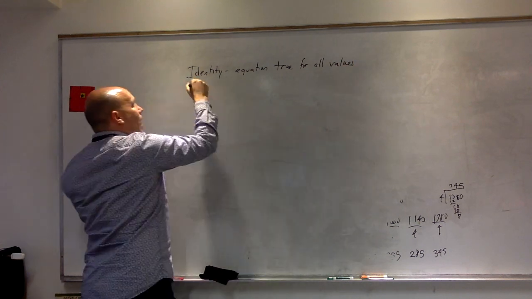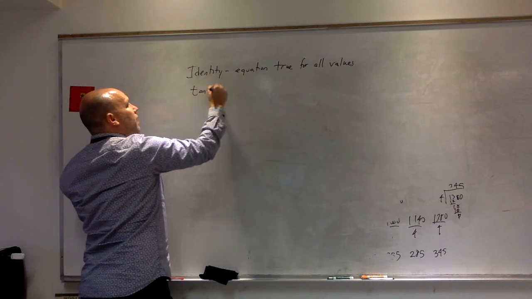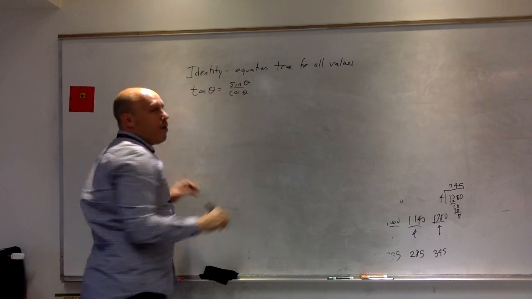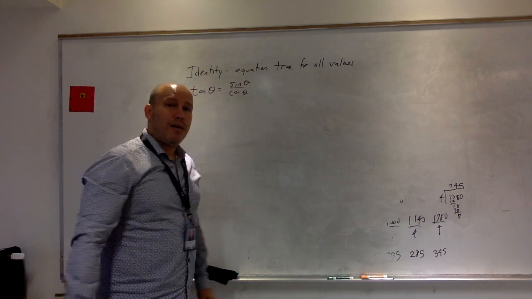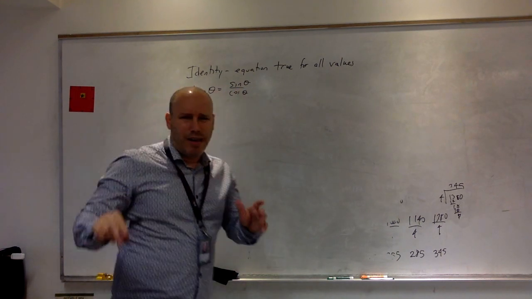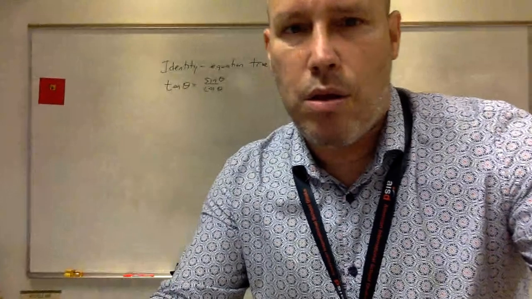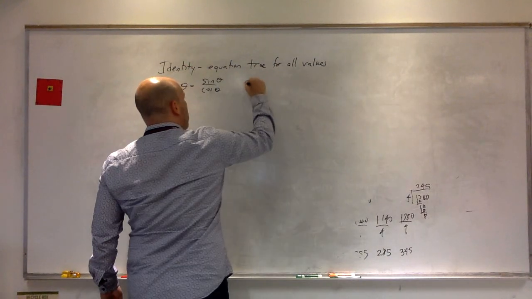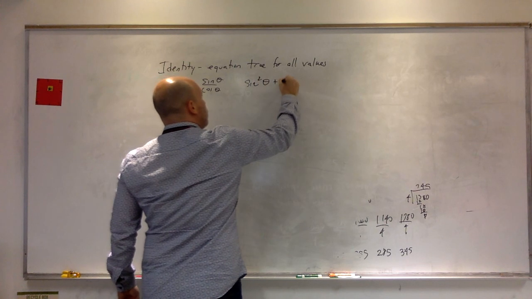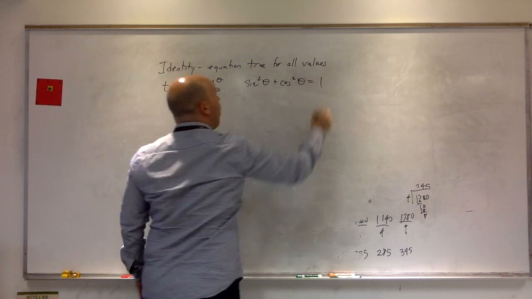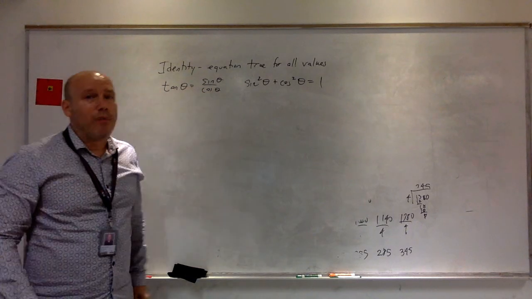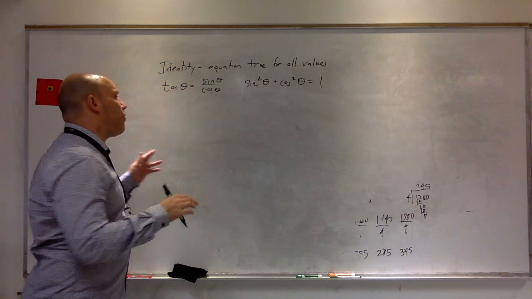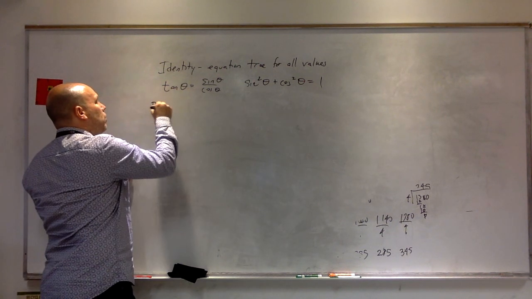Okay, and we know that tangent of theta is equal to sine theta over cosine theta. We also know another identity we came up with: sine squared theta plus cosine squared theta equals 1. These are the two identities we have, but there are other identities. The other identities are called the reciprocals.